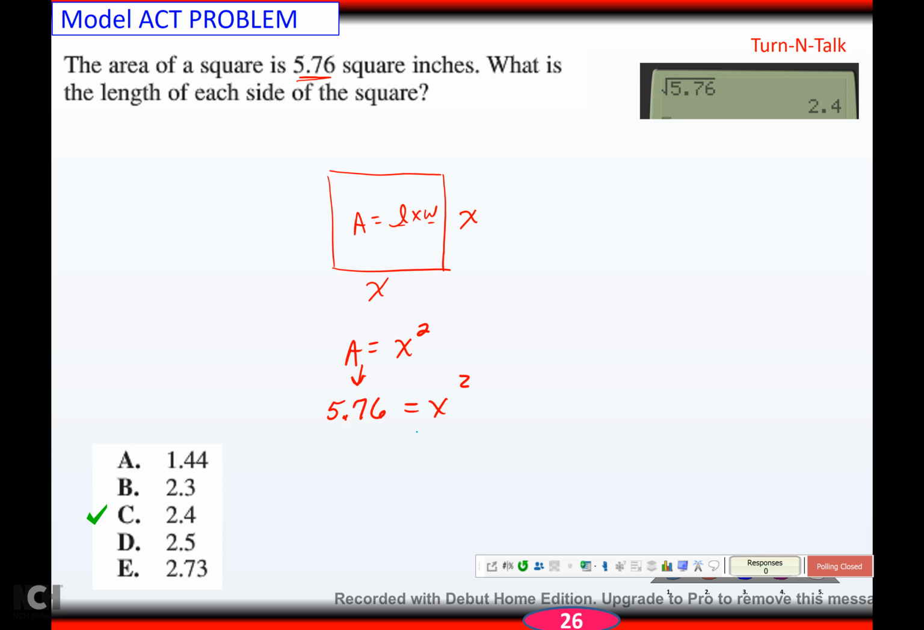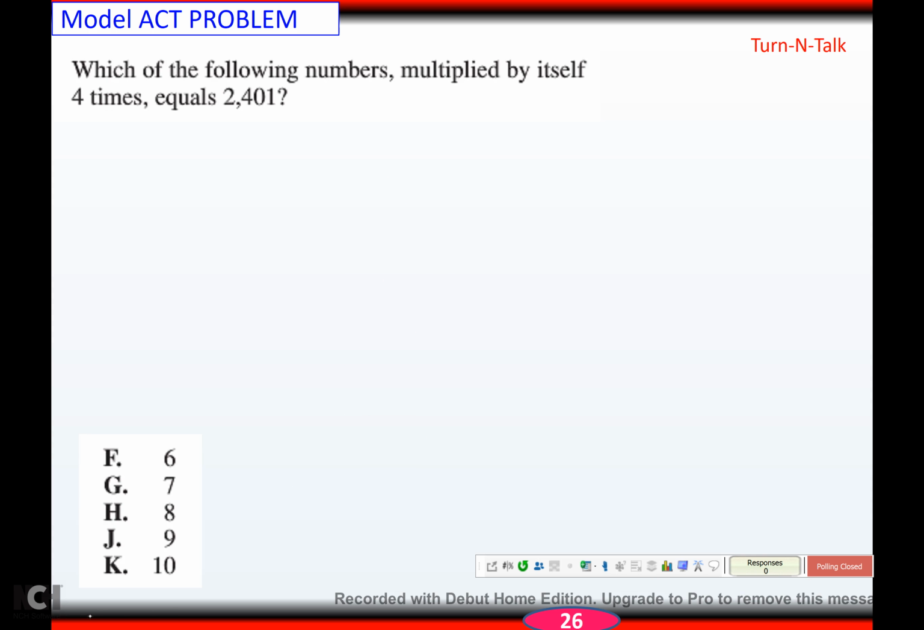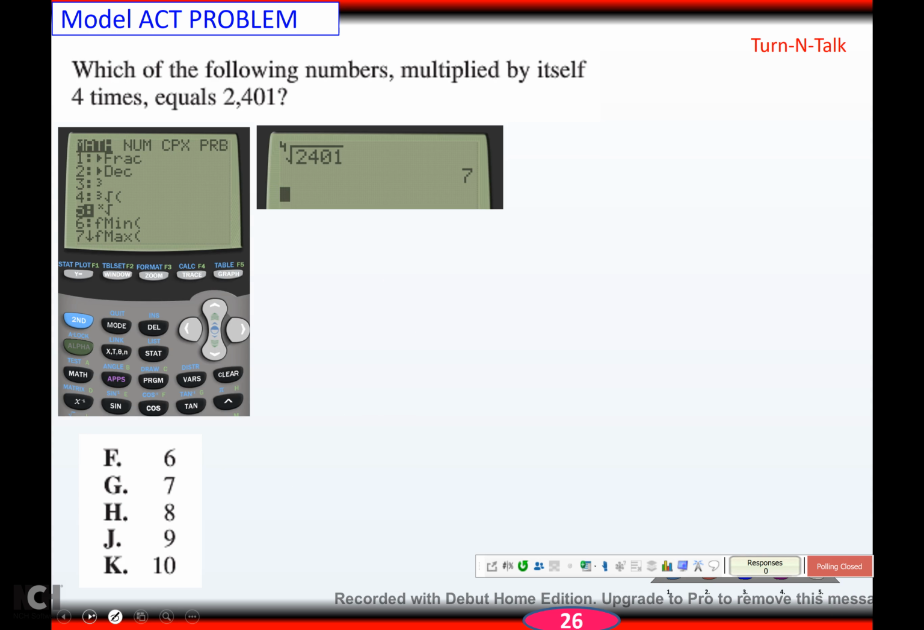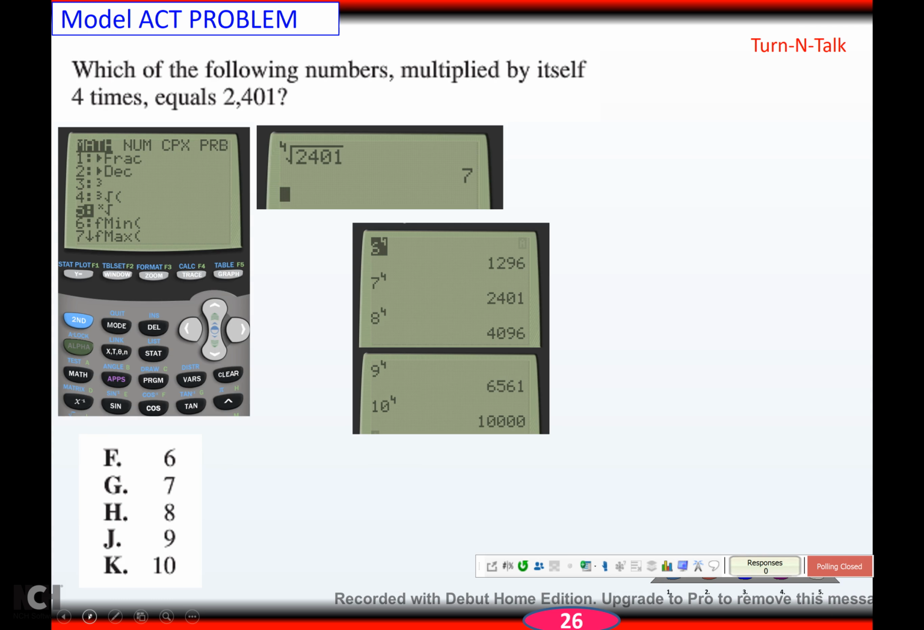To kill a square, you take the square root of both sides. When I type in the square root of 5.76, I get 2.4. Okay? Try this one. Hit pause, come back when you're ready. And hopefully you got 7.